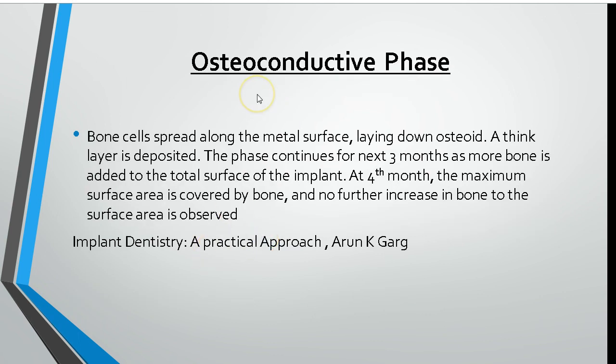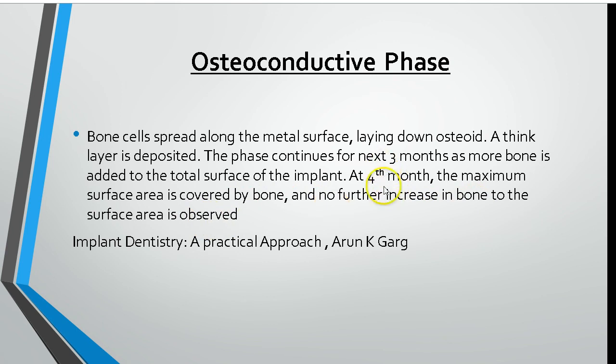The second part is the osteoconductive phase. This is obviously very important because most of the bone is laid down during this part. The bone cells spread along the metal implant surface, and a thick layer of osteoid, which is bone, is deposited. The phase continues for the next three months as more bone is added to the total surface of the implant. The key thing to remember in this phase is that at four months, the maximum amount of surface area is covered by bone, and no further increase in bone-to-surface area is observed.